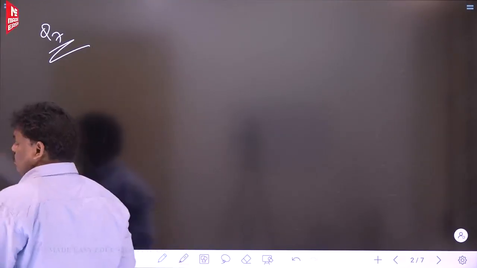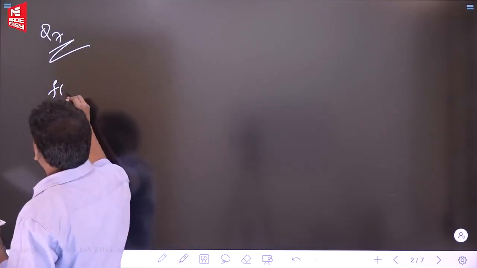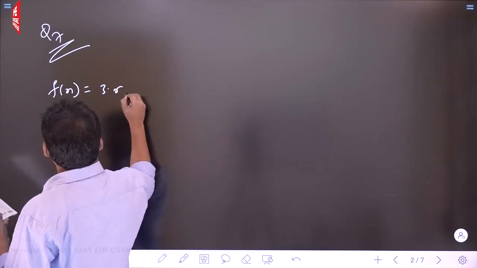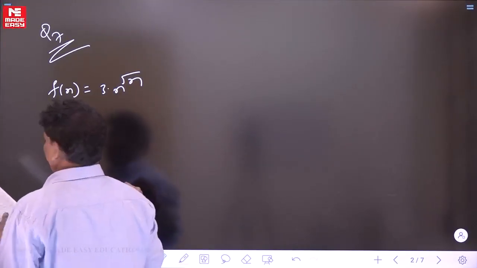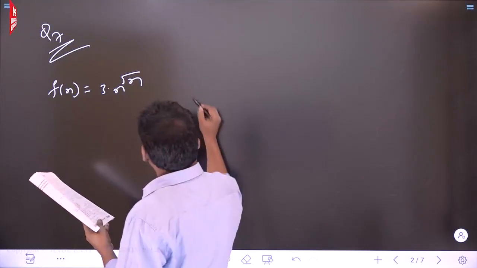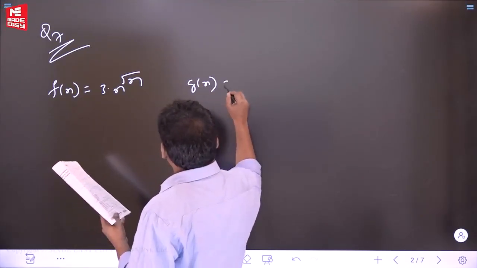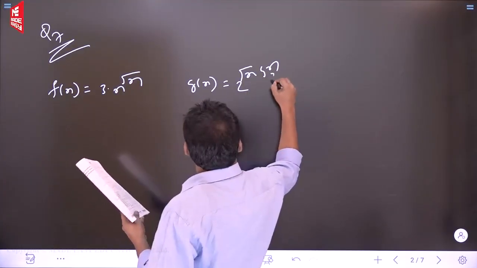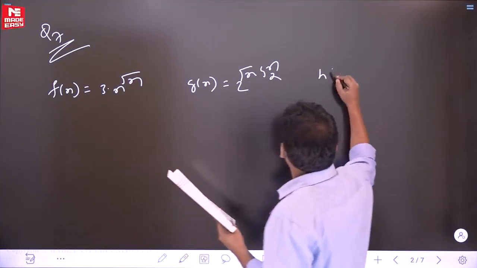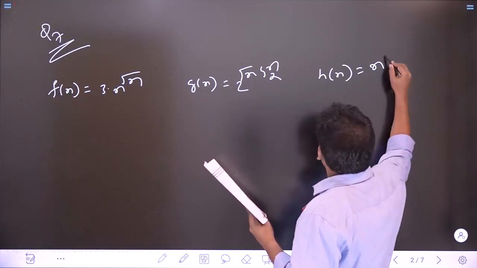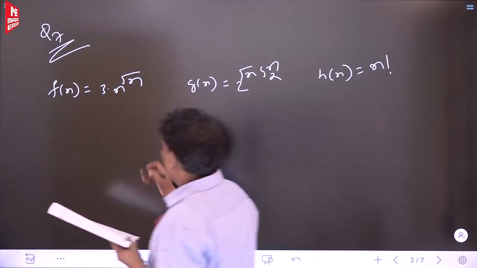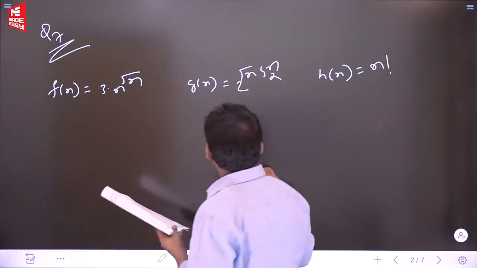Question number 7, if you observe, what is f(n)? 3 into n power root n. What is g(n)? 2 power root n log n base 2. What is h(n)? N factorial. Right? Now see this one. It is 3 into n power root n. It is 2 power root n log n.